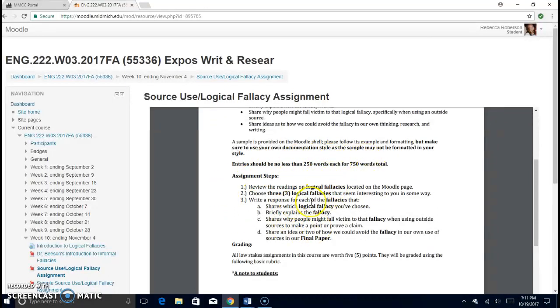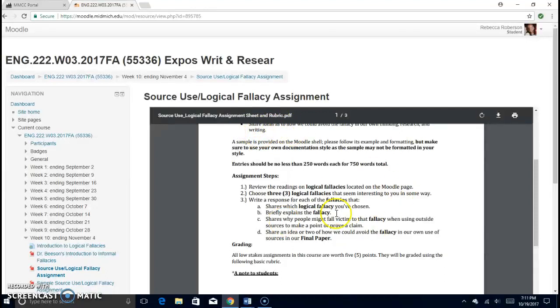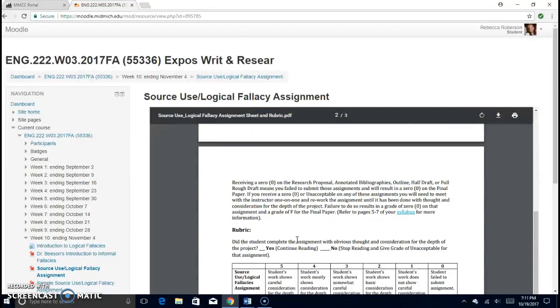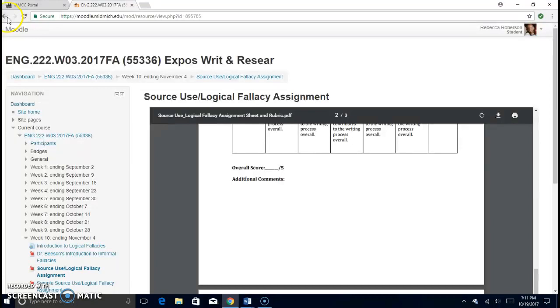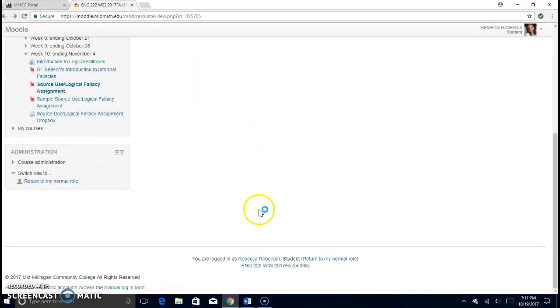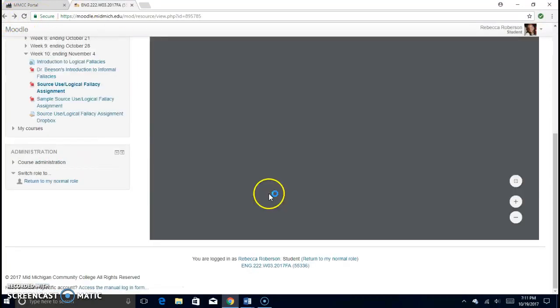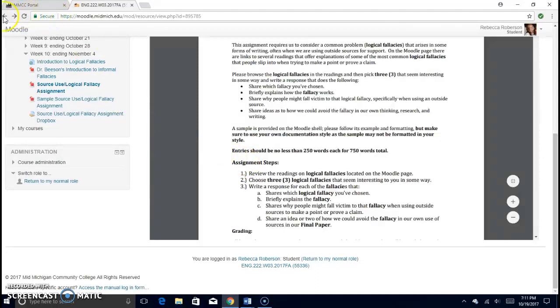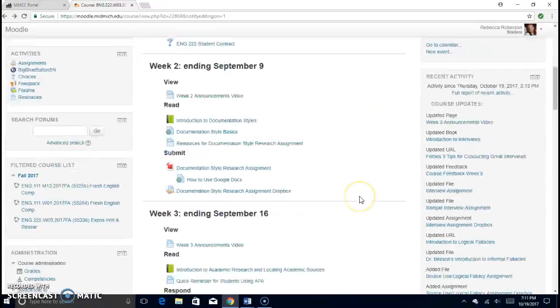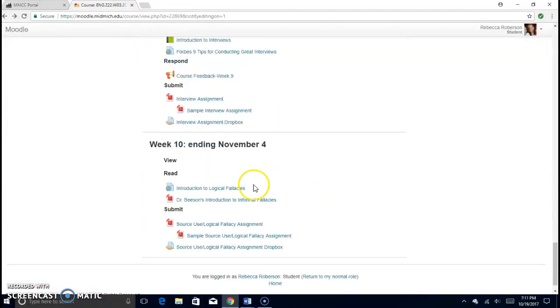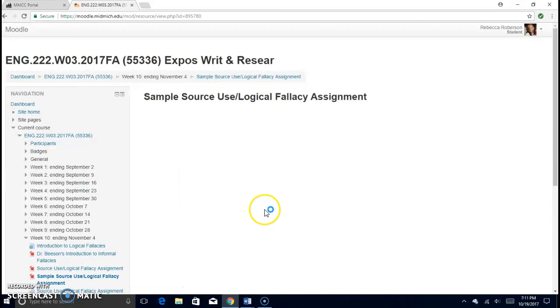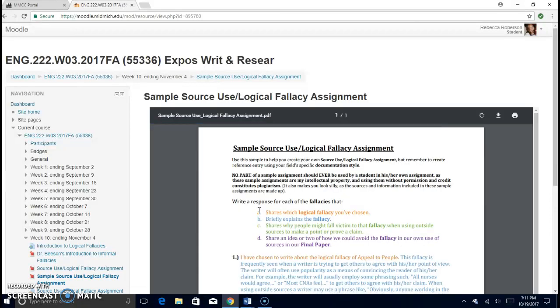And this is just the steps. It's basically what's stated up here, repeated for you. Same rubric as always. So let's take a look at the sample assignment. I went ahead and color-coded it for you this week to sort of illustrate the different parts of the assignment that I'm talking about so that you can see what each entry should look like for each logical fallacy.